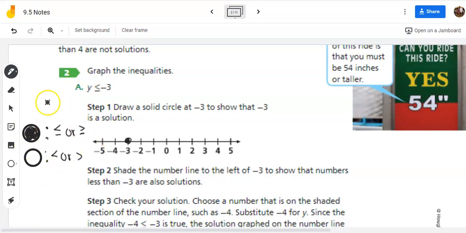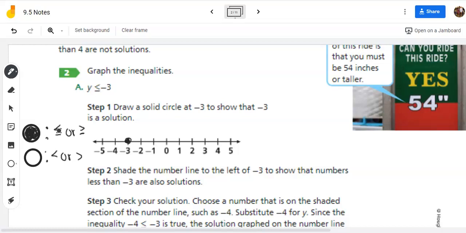Make sure you are copying this because this is very important. If you leave the circle open when it needs to be colored in, it will be wrong. Again, when it is shaded in, that includes that number. When the circle is not shaded in, it does not include that number.